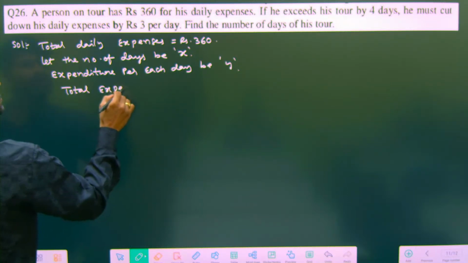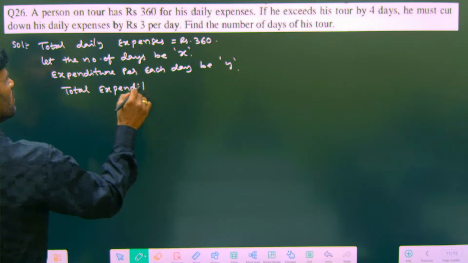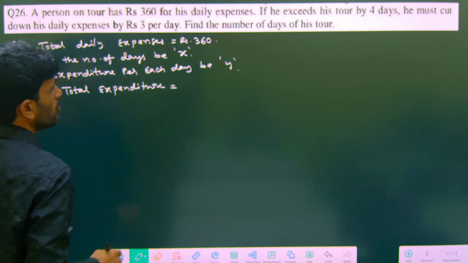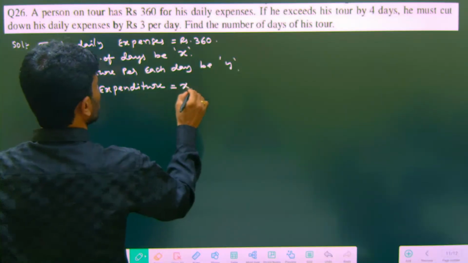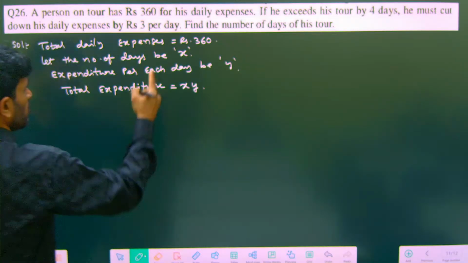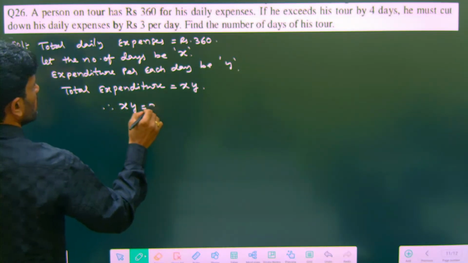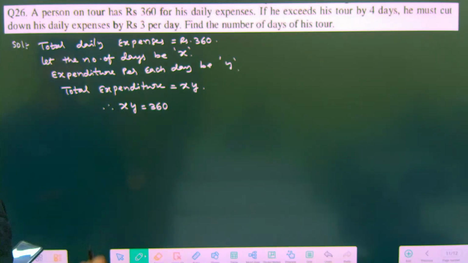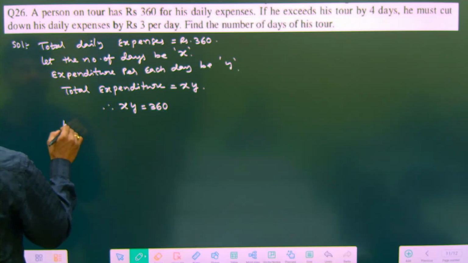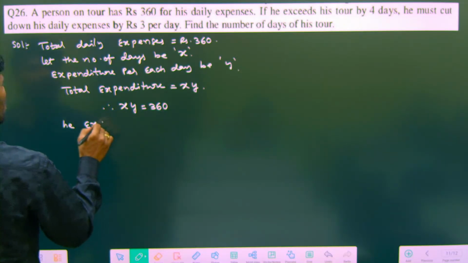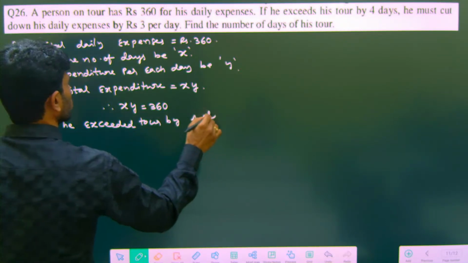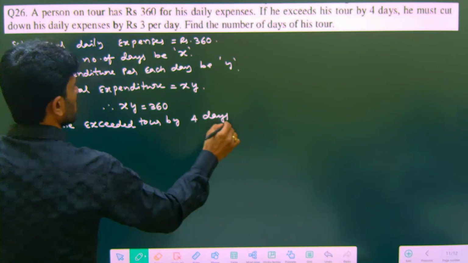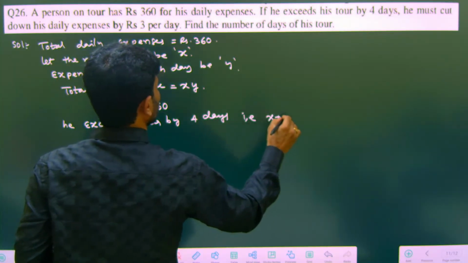And what is the total expenditure? How do you get total expenditure? Number of days into expenditure for each day. That is x into y, but they have given 360. That means x into y is equal to 360. But in the second case, what happened? He exceeded by 4 days.